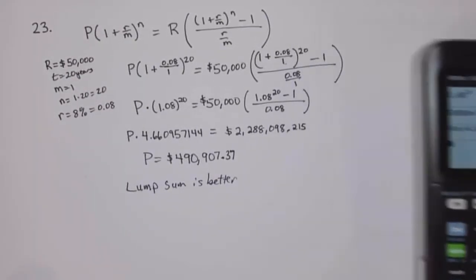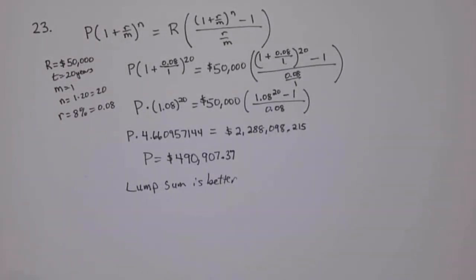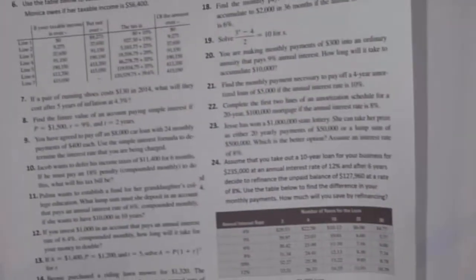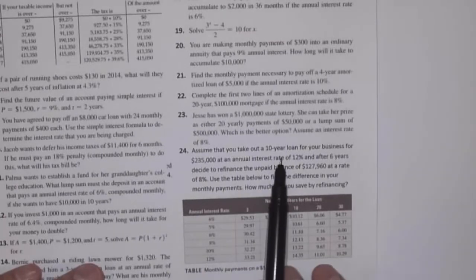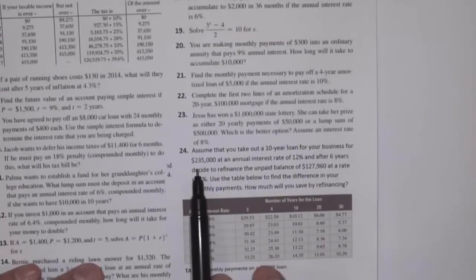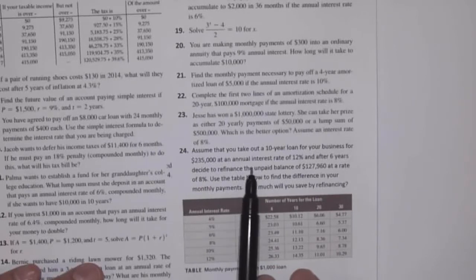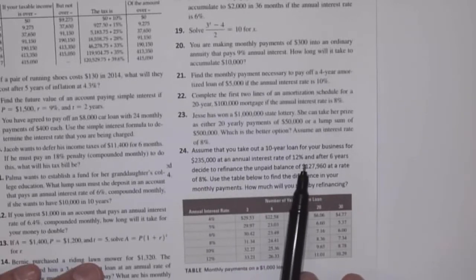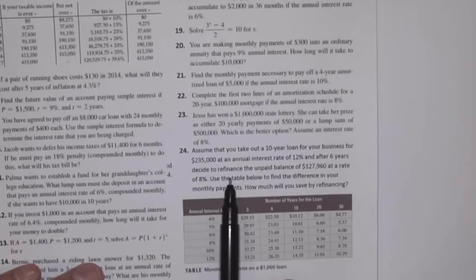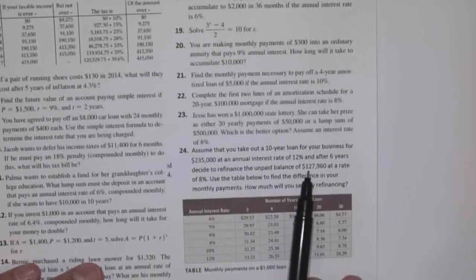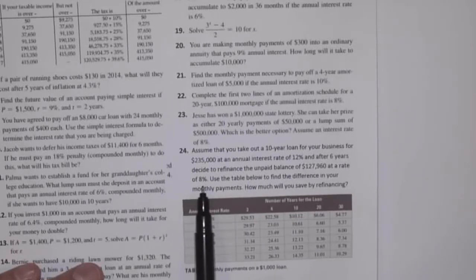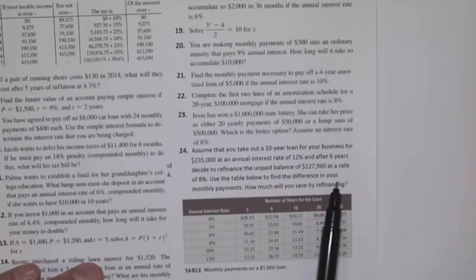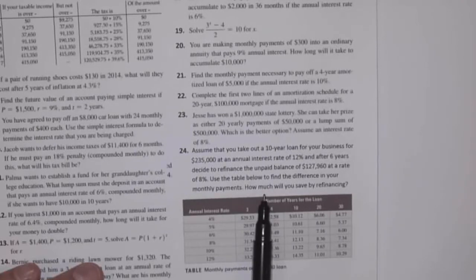Let's look at our last problem, number 24. So number 24, assume that you take out a 10-year loan for your business for $235,000 at an annual interest rate of 12%, and after 6 years decide to refinance the unpaid balance of $127,960 at a rate of 8%. Use the table below to find the difference in your monthly payments. How much will you save by refinancing?